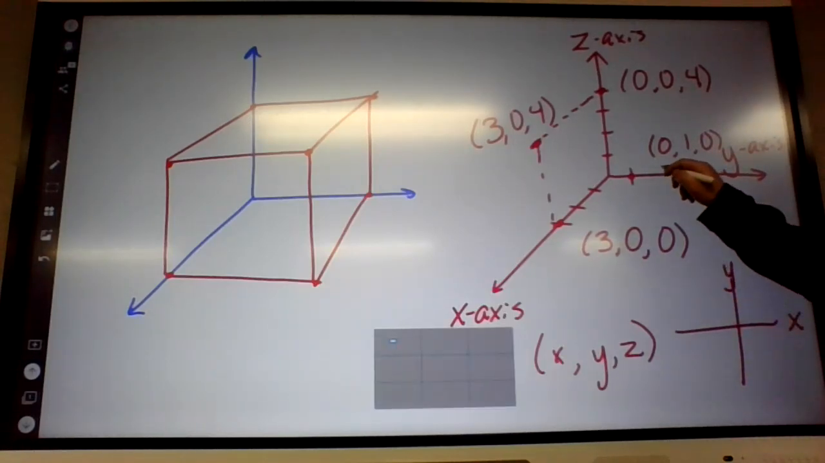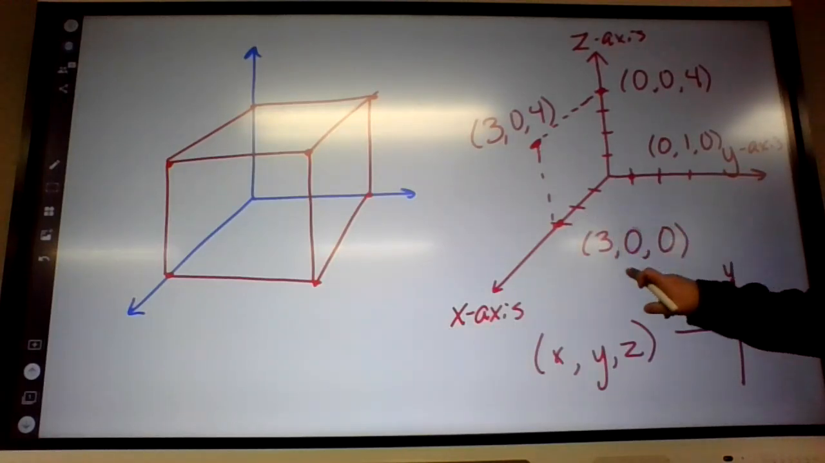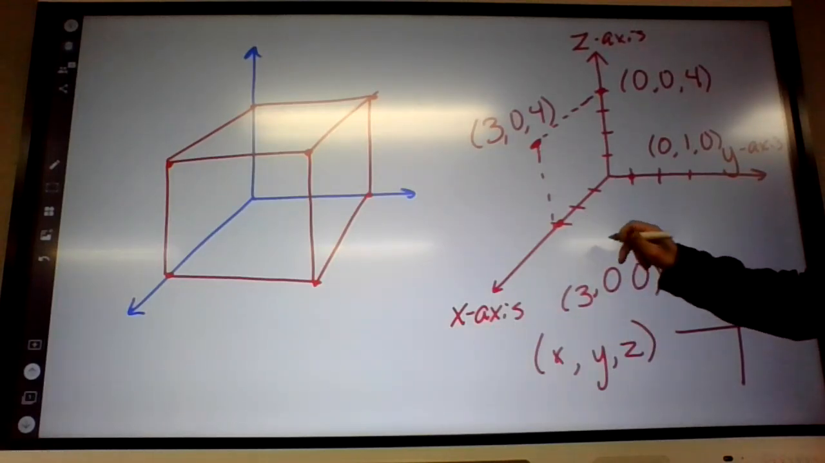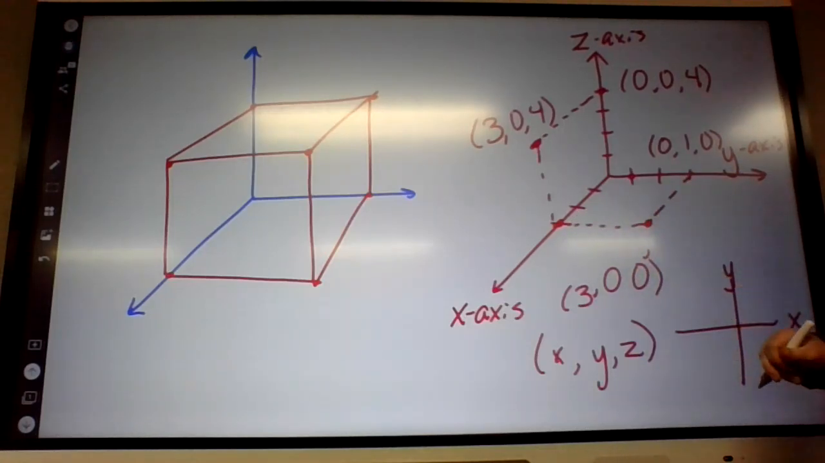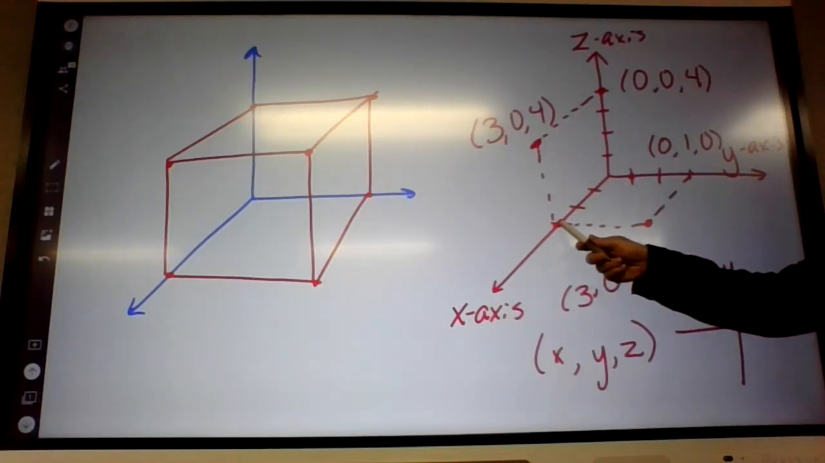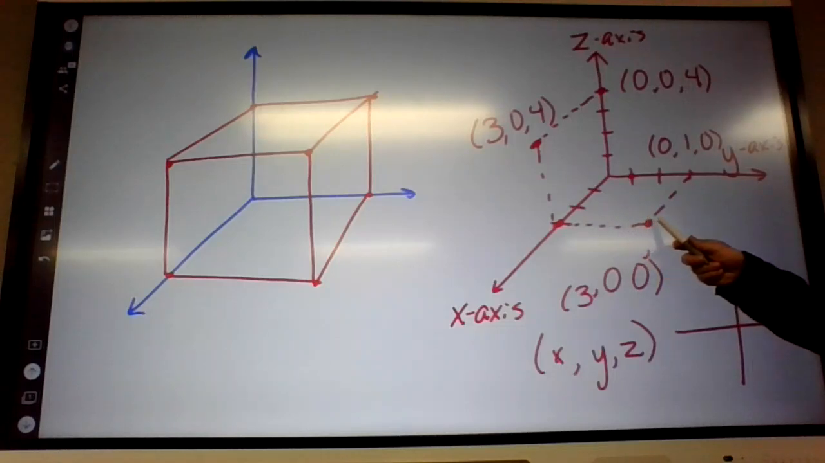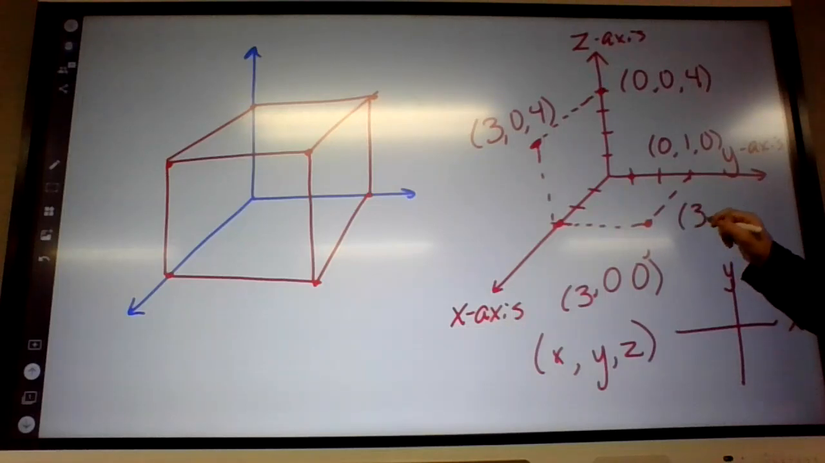Okay, let's do one more of these here. About that point, where is that at? Okay, it's 3, 3, and 0. 3 forward, 3 to the right, because it matches there, and 0 up.